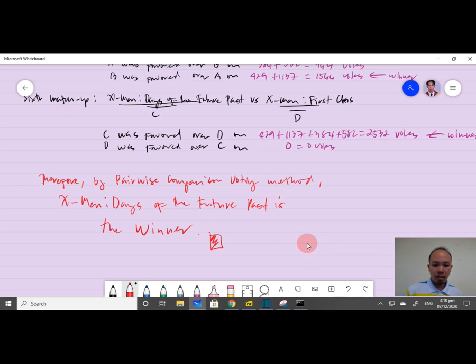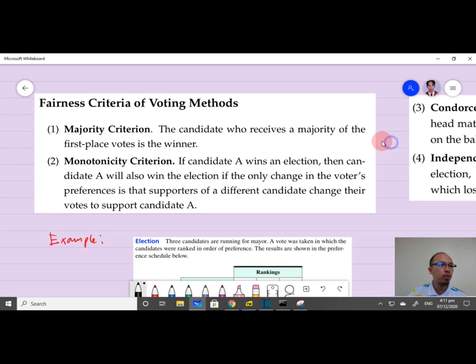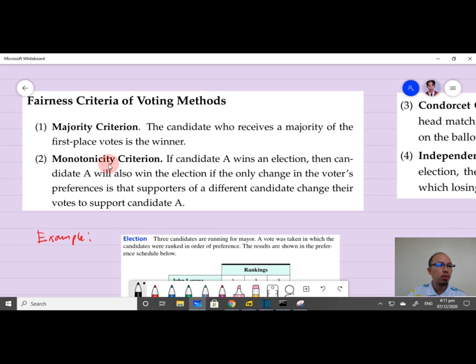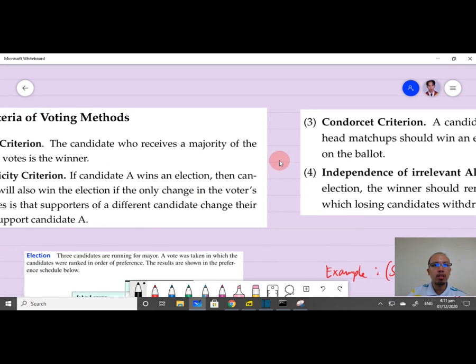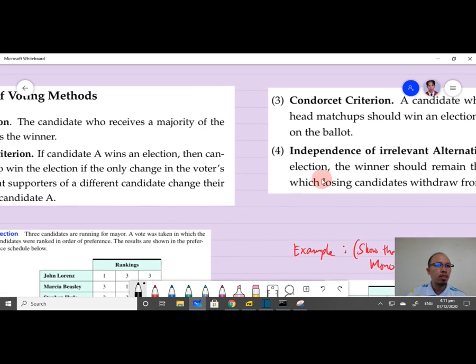So now after this discussion, we will be discussing pairwise the fairness in voting. Okay, so let's wait. Okay, we are now ready to discuss the fairness criteria of voting methods. So the first one, there are 4 here. We have majority, monotonicity, Condorcet criterion, and independence of irrelevant alternatives.